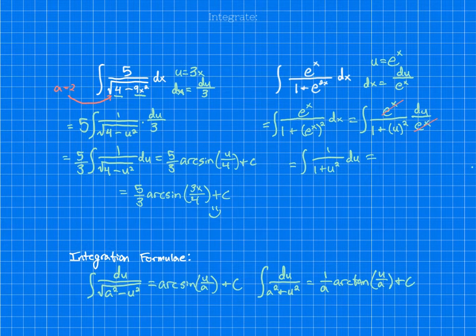So we have 1 over a. A in this case is 1 because of that number right there. So I can just go right to the arctangent because 1 over 1 is 1. So that's arctangent of u plus c, again, a is equal to 1, and then if I sub things back in again, that is arctangent of e to the x plus c. All right. Very nice.